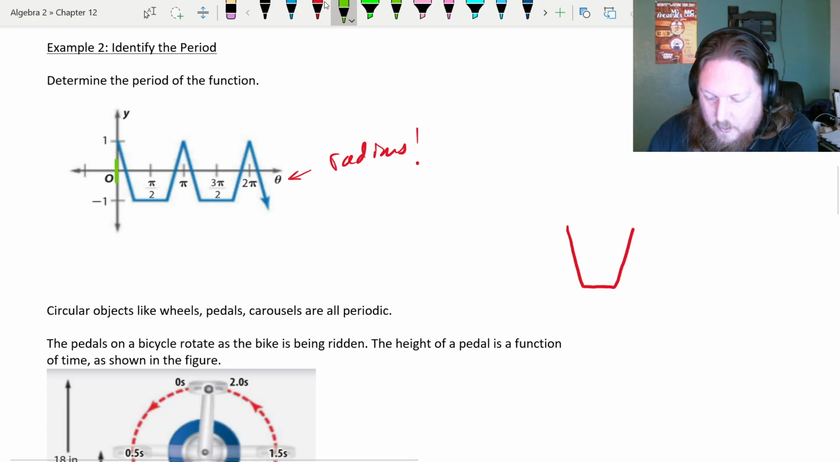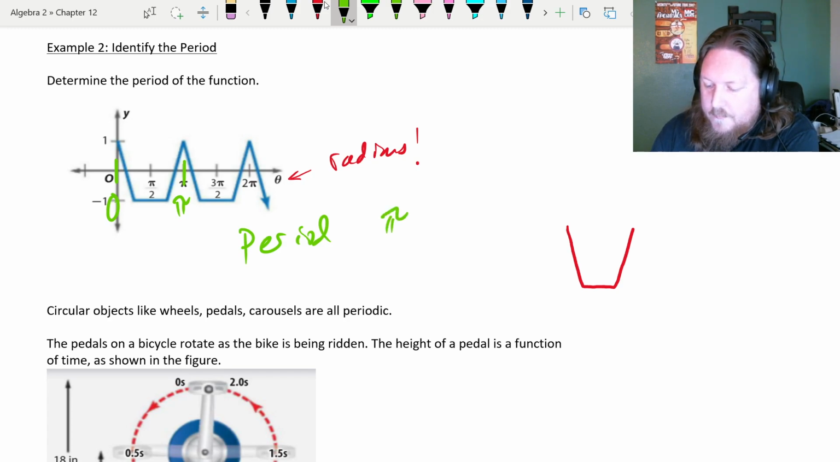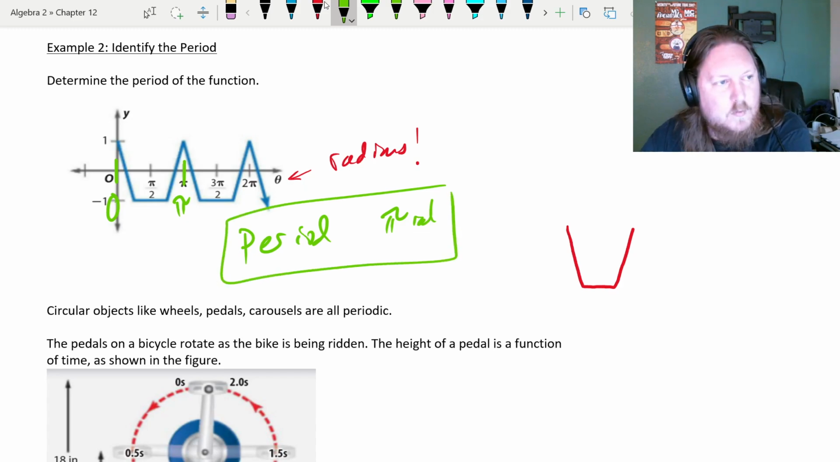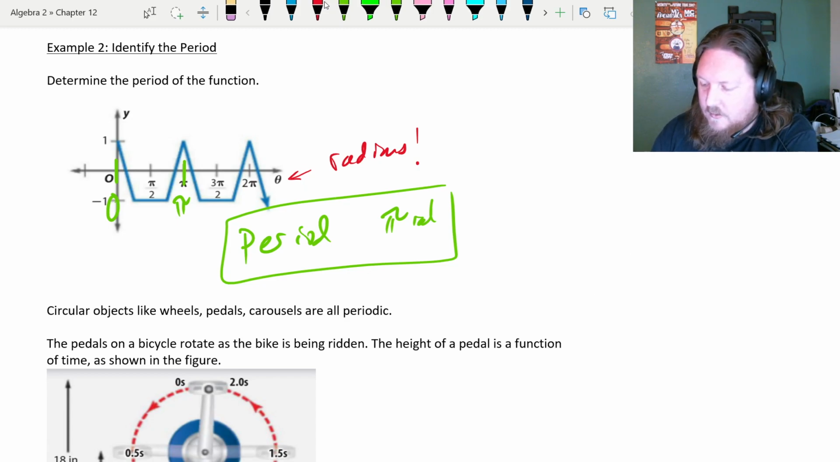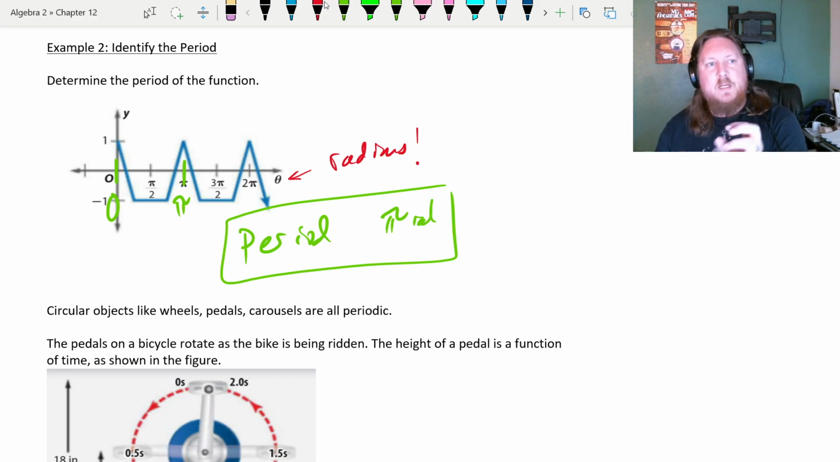I start at 0 and I end at pi. So the period is pi radians if you really want. You could just write pi. We assume that if you're writing multiples of pi down, it's in radians. There you go. That's all there is to it. You just have to figure out where it repeats and then figure out what the domain is for that region that it repeats.